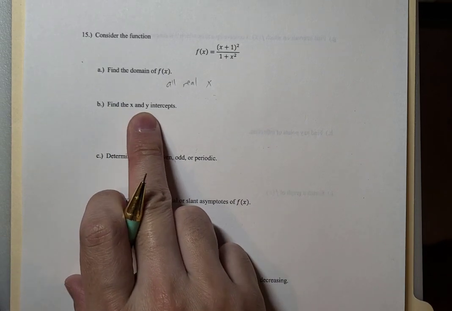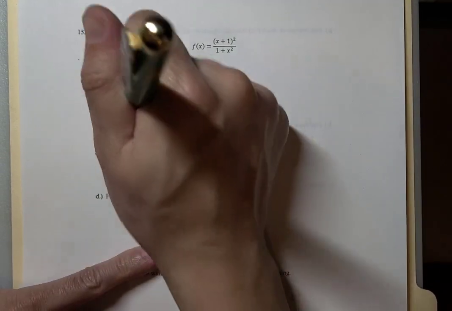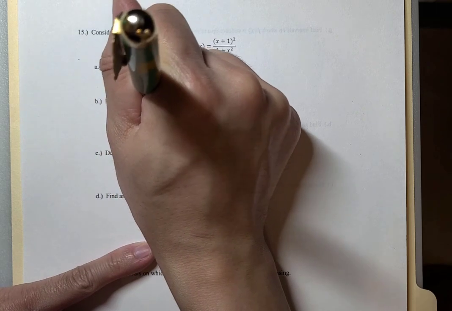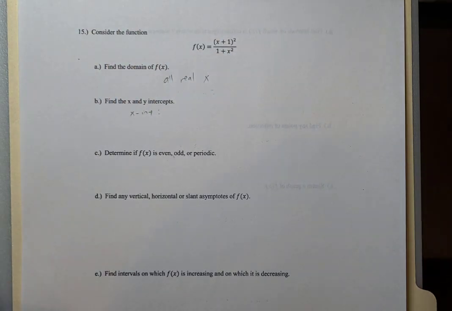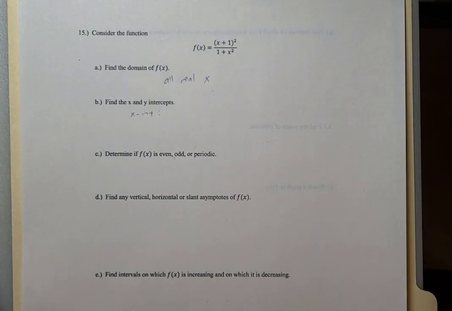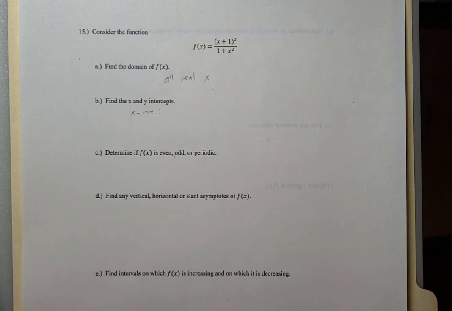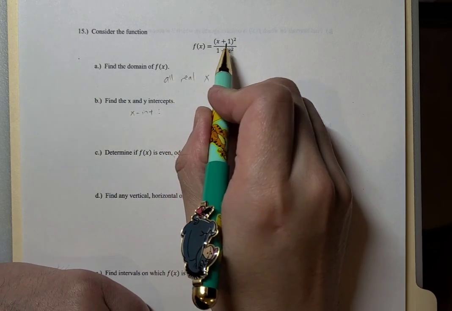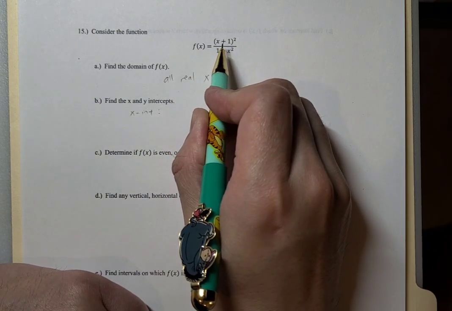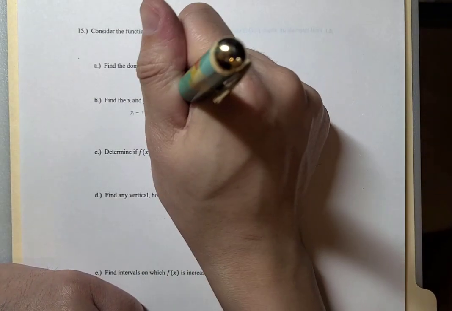Okay, find the x and y intercepts. For the x-intercept, how do we do that? That's where it crosses the x-axis. So we set y to be equal to 0. Okay, so when y is equal to 0, that is when x is negative 1.